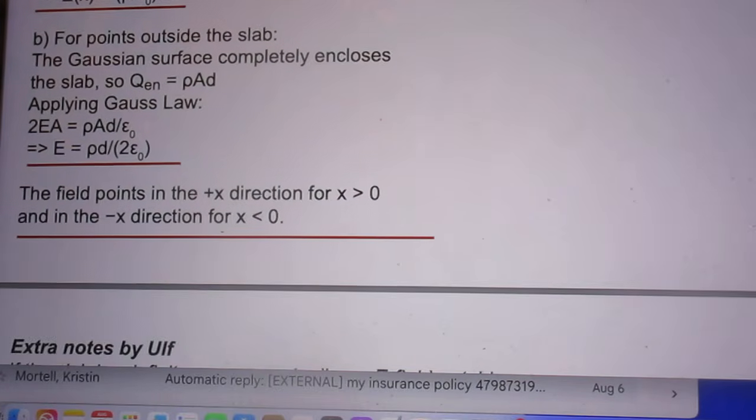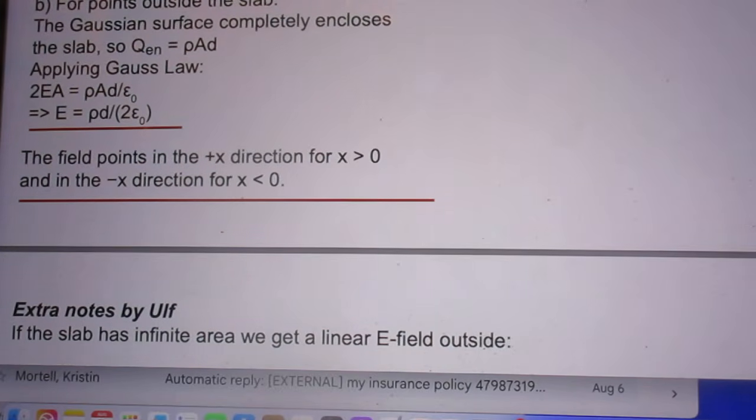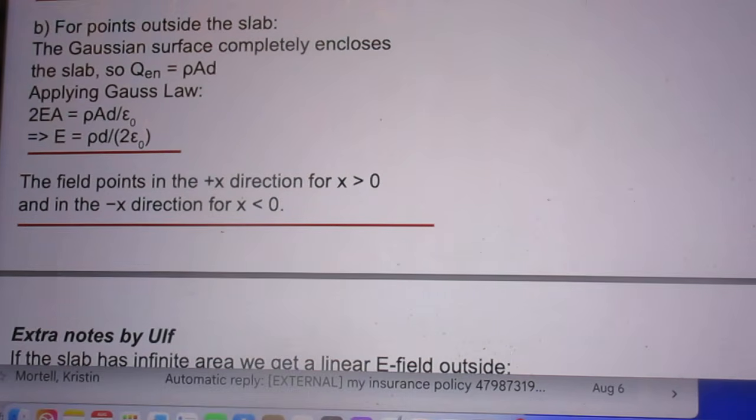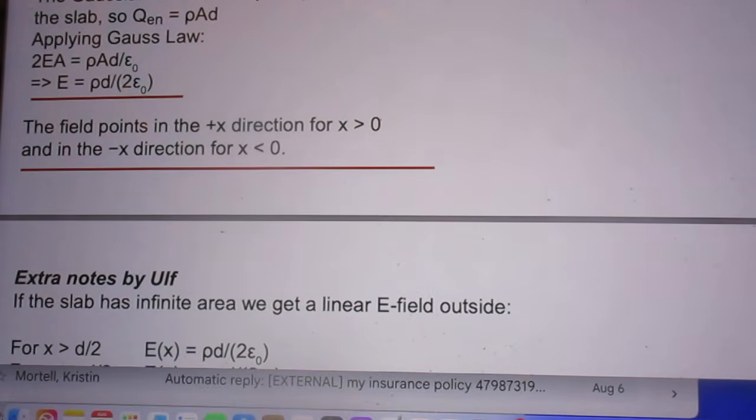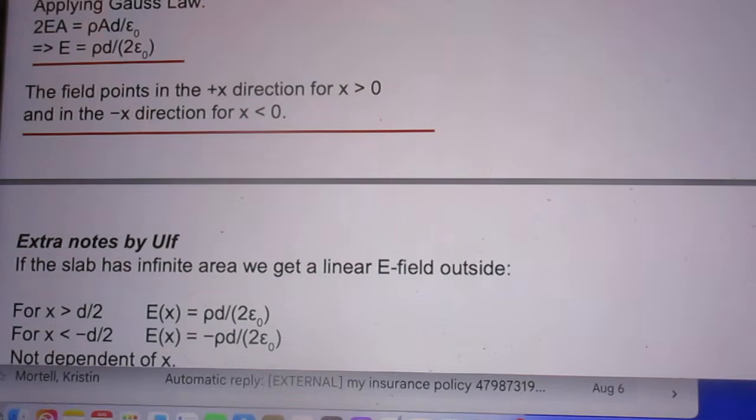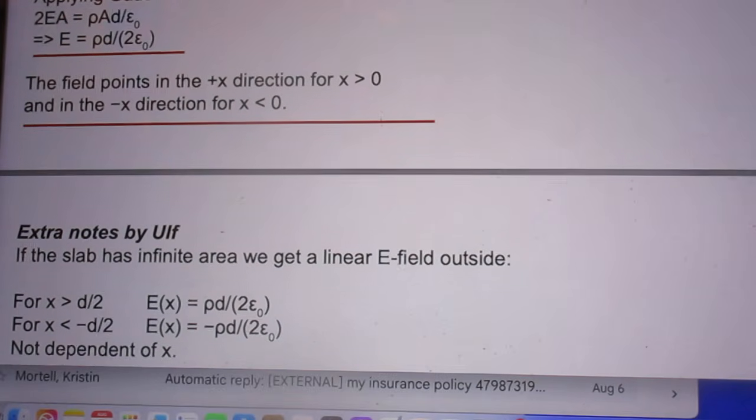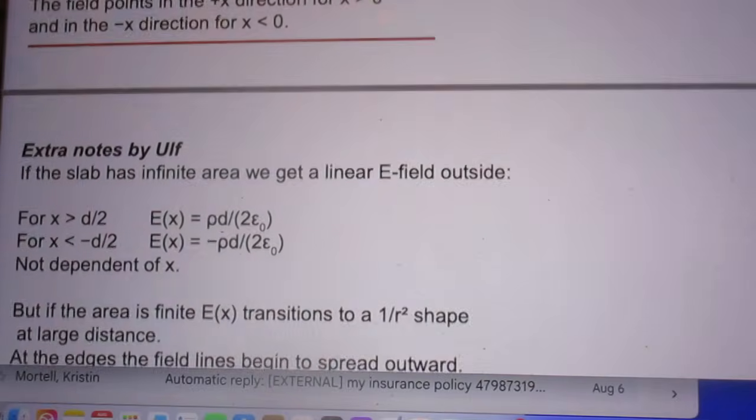For points outside the slab, the Gaussian surface completely encloses the slab. So Q enclosed is now rho times AD. And then he applies Gauss' law again. And you see that the electric flux is then rho AD divided by epsilon 0. The field points in the direction plus x for x larger than 0 and minus x for x smaller than 0.